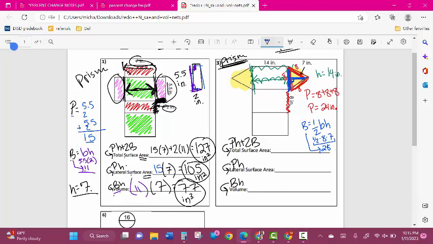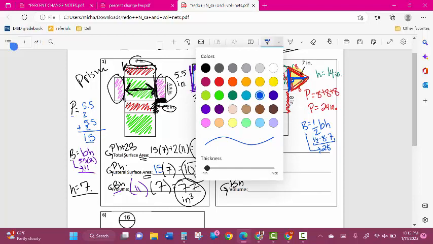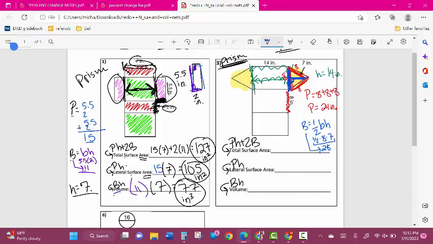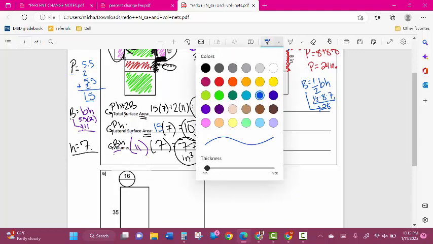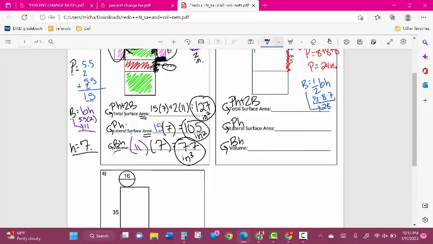From here, I'm ready to fill in my formulas. Let's see. I'm going to continue my number 3 journey down below because I've effectively run out of room. So here's number 3 continued.